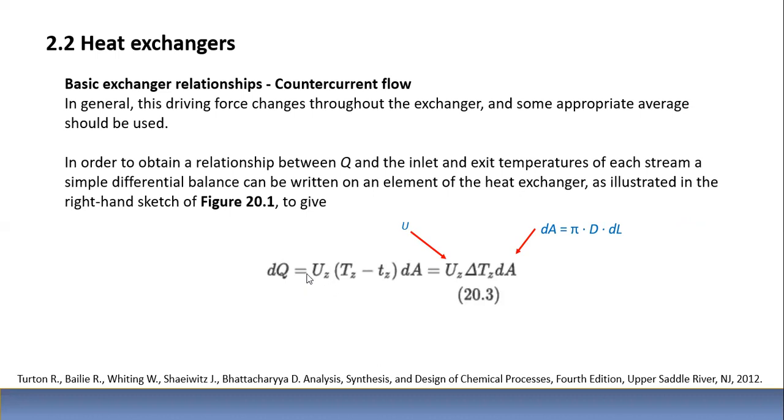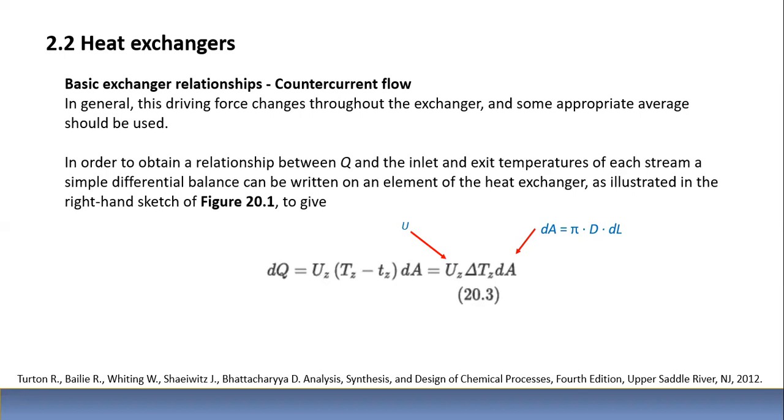And we can see that Q will be equal to U(z)... So Q is equal to UA delta T, as we see in there. UA delta T is equal to m Cp delta T. So U is the overall heat transfer coefficient, as you see there, in position C.